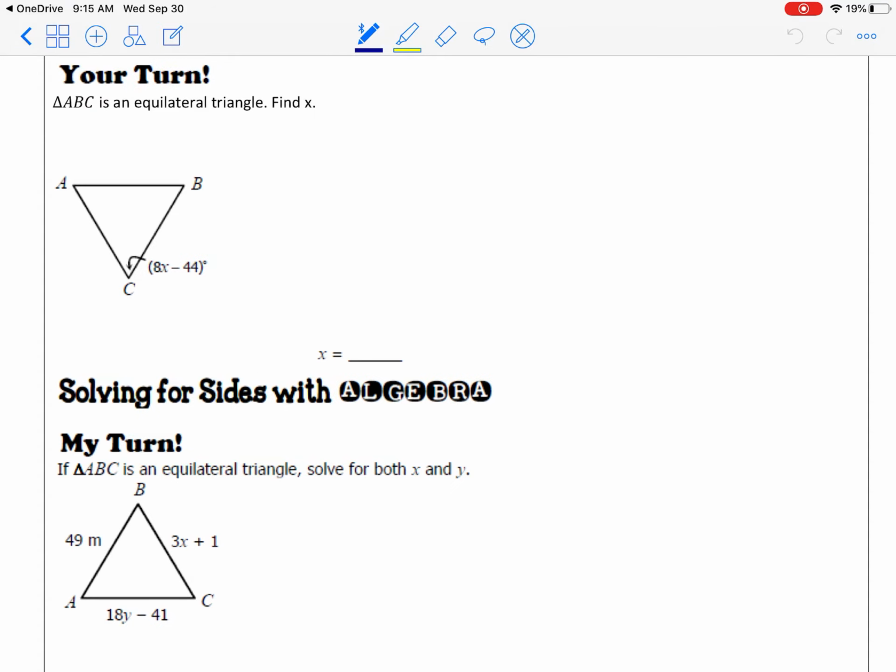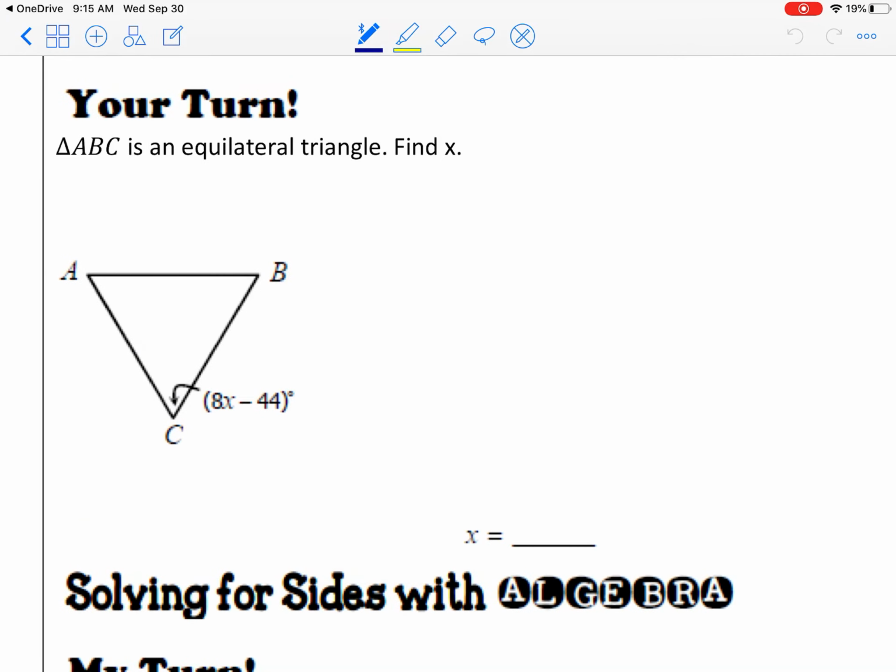Next problem. Once again, here they're telling you triangle ABC is an equilateral triangle. Find x. We recall the rule that we just learned. If a triangle is equilateral, that means all the sides are equal. But a triangle that is equilateral will also be equiangular. So all of the angles will be equal to 60, and they're all equal to each other.